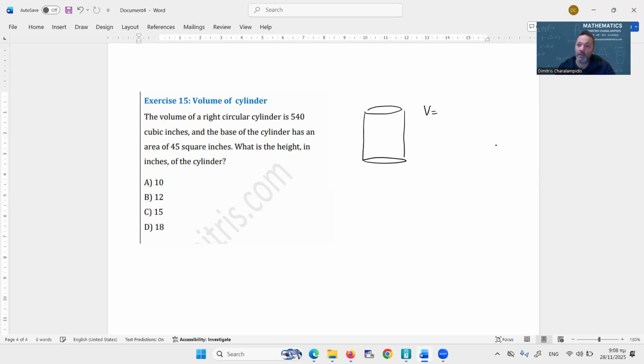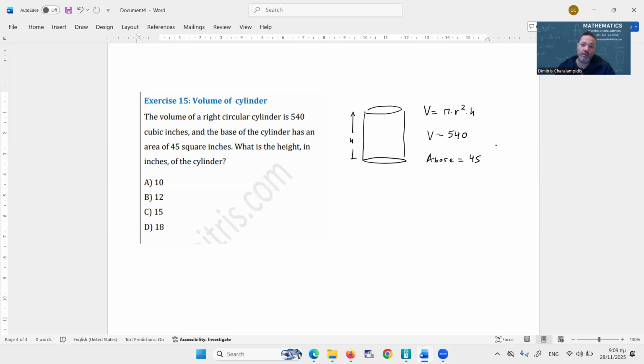The volume is found in the Blue Book in references and it should be equal to pi r squared times h, where r is the radius and h is the height of the cylinder. So the volume is, in this case, 540. And the base of the cylinder has an area. The area of the base is 45.